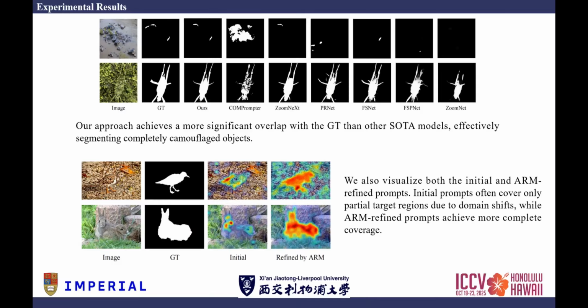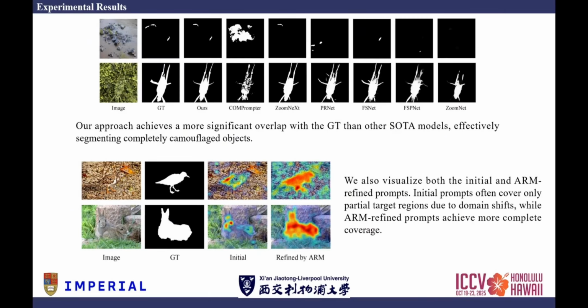Even in the first difficult case, where there are several small camouflage objects, our method is able to detect and segment more of them accurately. In contrast, the other models tend to miss some of those tiny objects or produce incomplete results.